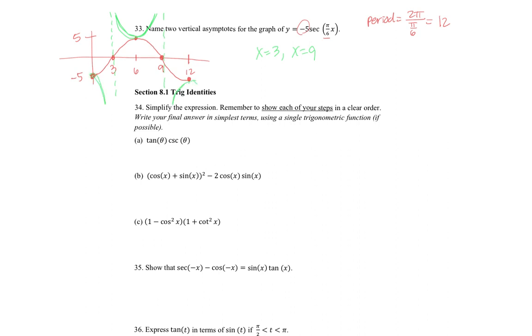Okay. So that's one period of the graph of secant. So there are two vertical asymptotes. Okay. The next says simplify the expression. Remember to show your steps in clear order.